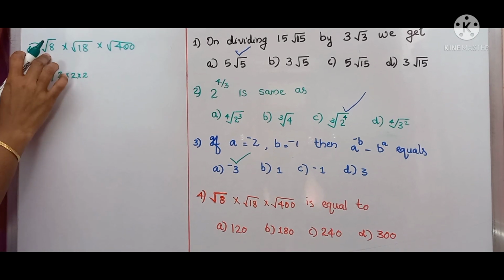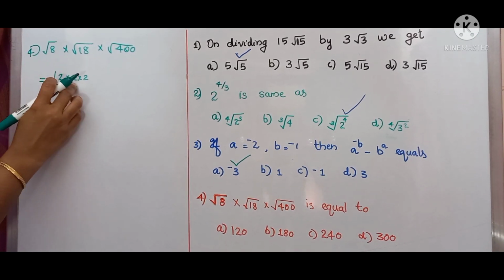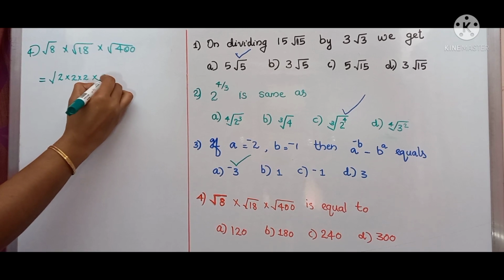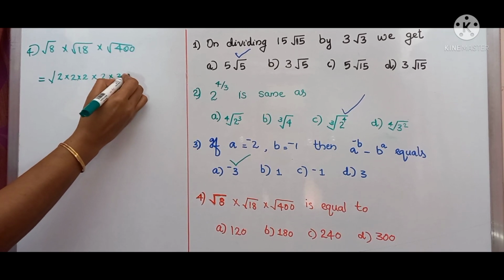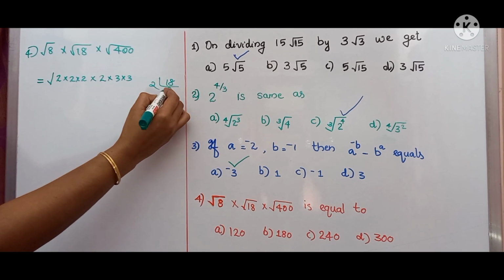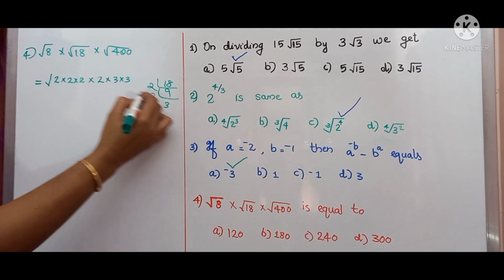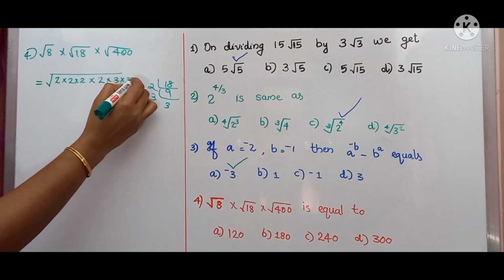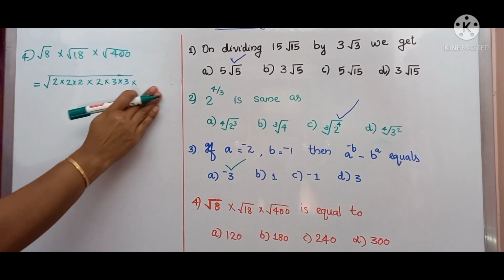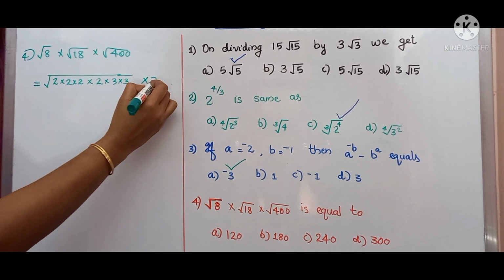So 8 you know, factorize this 8, 2 into 2 into 2. And 18 can be written as 2 into 3 into 3. If we are factorizing 18, we will get 2, 3, 3. That only here it is written. Then into, we already know that square root of 400 is 20. That is into 20.